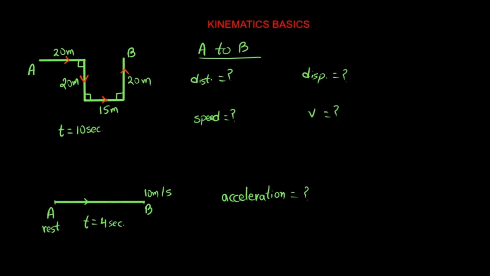And in the second situation, you are starting at rest, so there is no velocity. Velocity is 0. It takes you 4 seconds to go to B, and now your final velocity is 10 meters per second. For this situation, find the acceleration.